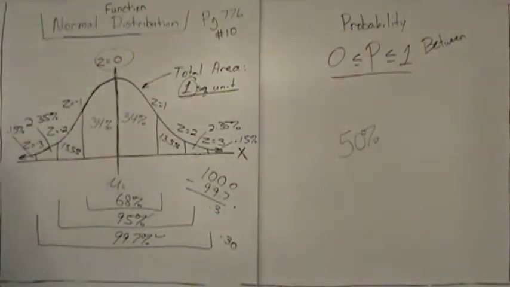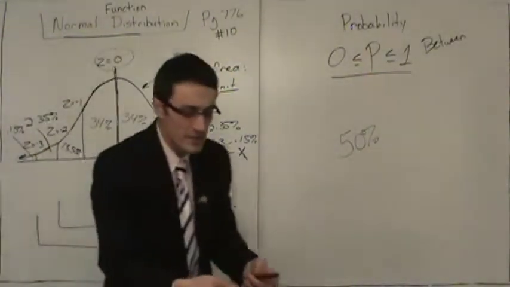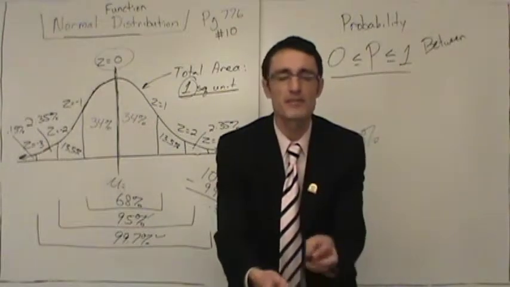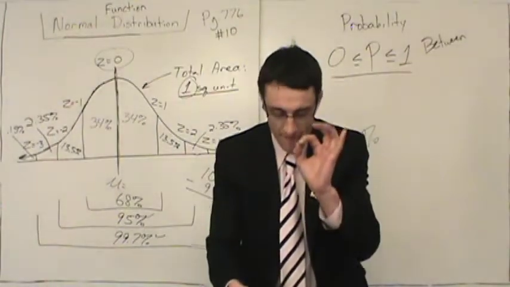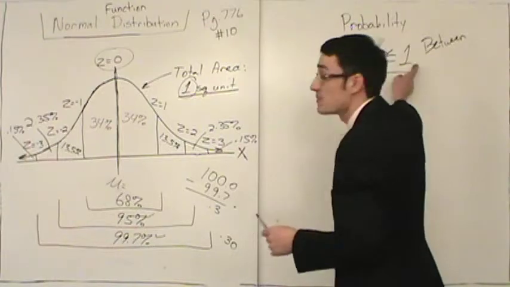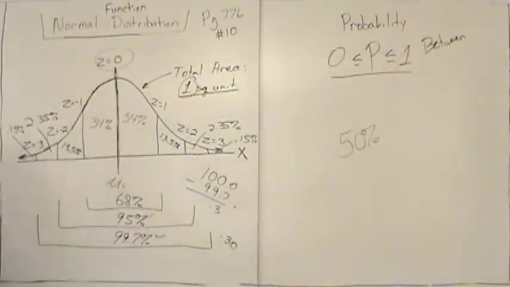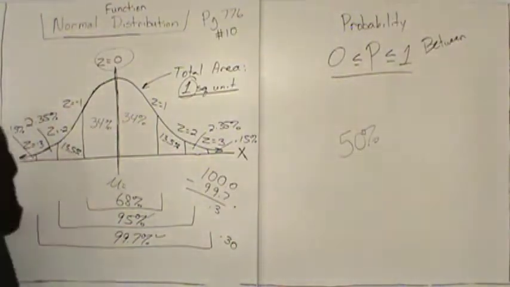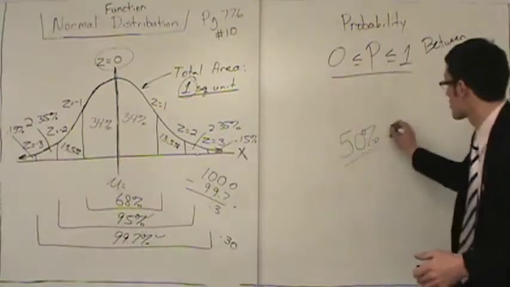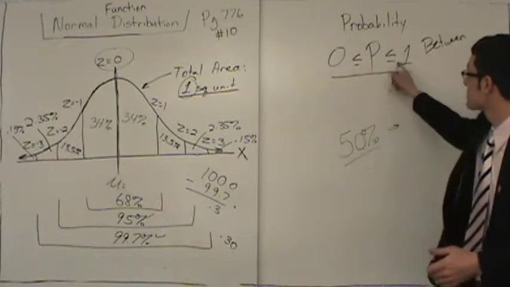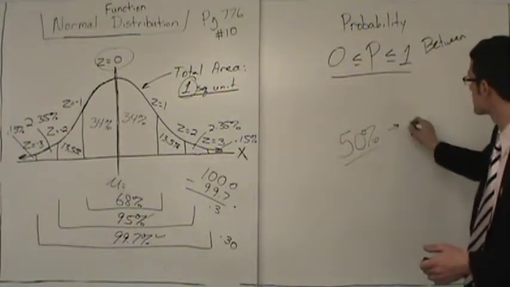What is the probability of drawing blue? Okay, probability of drawing blue is 0.5. What is probability? Probability is a value between 0 and 1. So 50% is a description. Probability is 0.5.